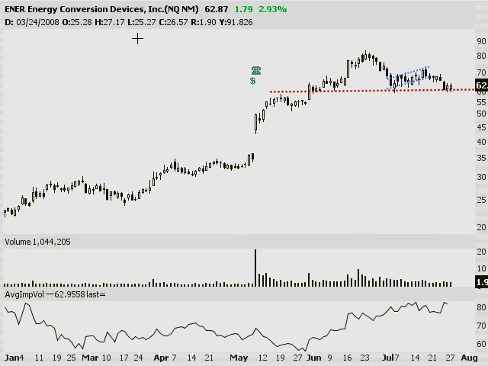Next is Energy Conversion Devices, ENER, and this was also a trade that I'm in that I put on the radar, and you'll see why. An anticipatory trade as a head and shoulders. If it breaks down, same story. You guys have heard it about 4 or 5 different times so far.